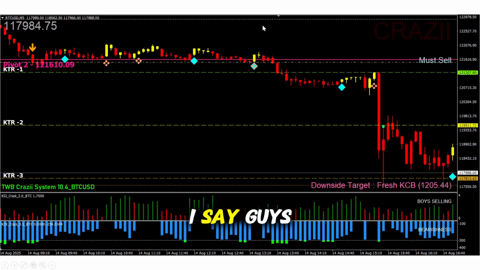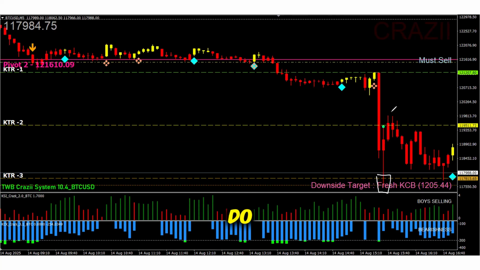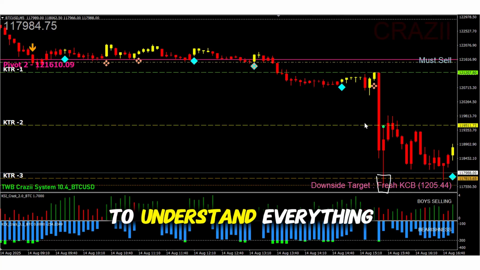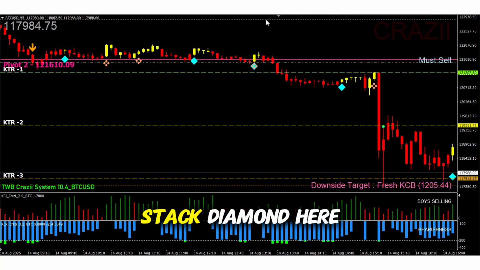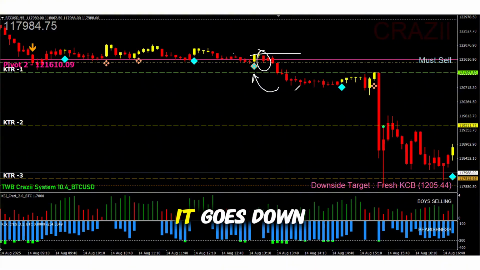This is why I say, guys, once you have all this information, you will know exactly what to do. And with that, you will know that trading is not difficult. It's actually very easy, but you need to understand everything. So the stack diamond here that I told you to be careful of was this one here. There's a stack diamond here, okay? So the market reversed, boom, it goes down.